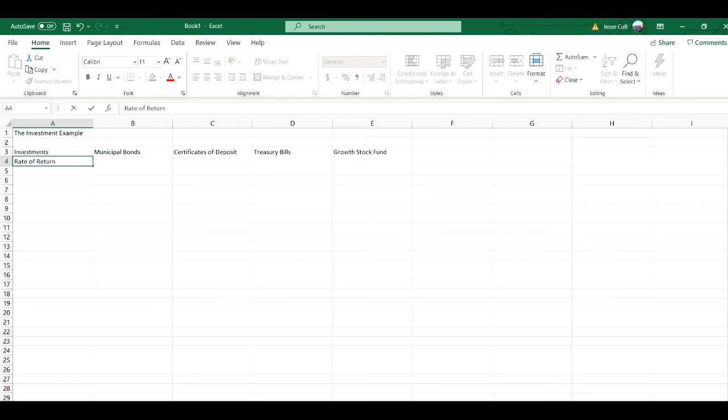And finally, a growth stock fund returns 13% or 0.13. Now, the reason we use linear programming is if we look at these numbers, 0.085, 0.05, 0.065, 0.13, we know clearly we should invest everything in the growth stock fund. It is more than double certificates of deposit. It is exactly double treasury bills, and it is significantly better than municipal bonds.